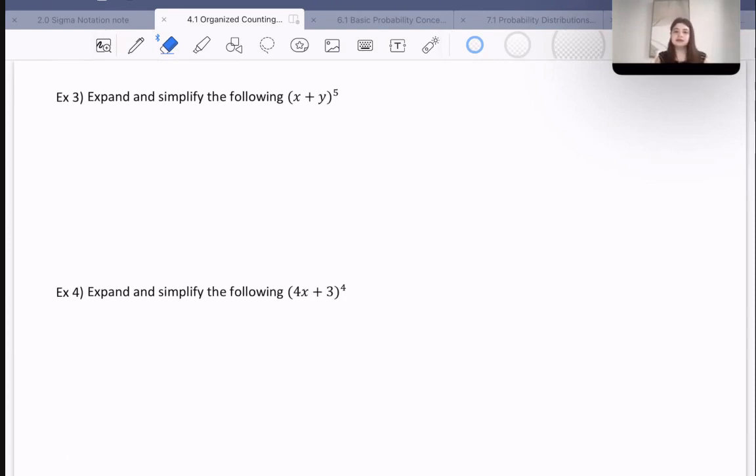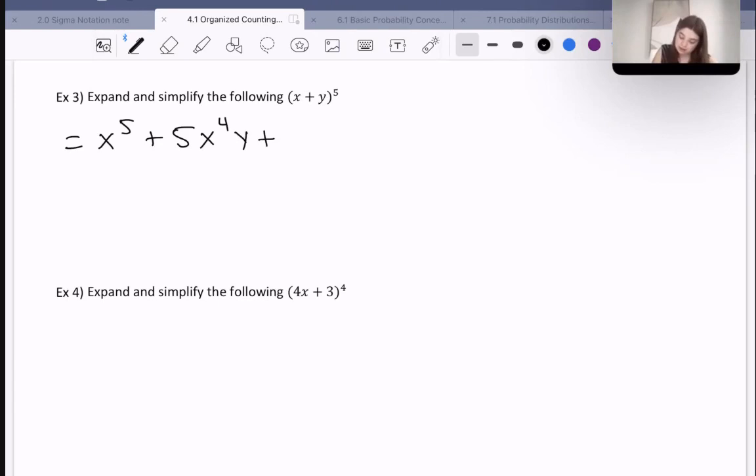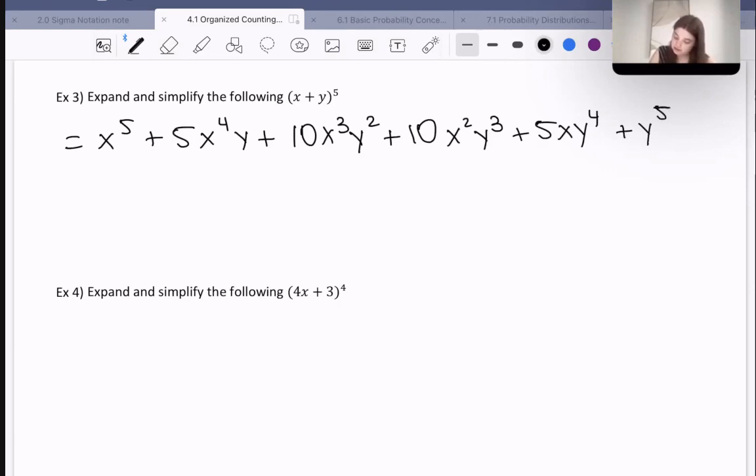This one says, what is x plus y to the power of 5? Well, let's see. Based on the binomial theorem, what would that be? That would be x to the power of 5, and then plus 5, our coefficient from our Pascal's triangle, x to the power of 4, y to the power of 1, plus what's our next coefficient? It's 10, x cubed y squared, plus 10 again, x squared y cubed, and then the next coefficient is 5xy to the power of 4, and then plus y to the power of 5. There we go.